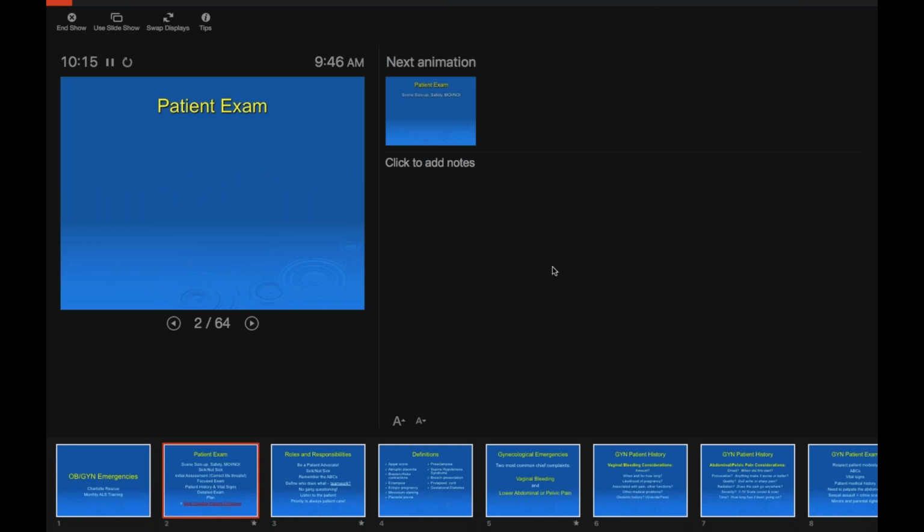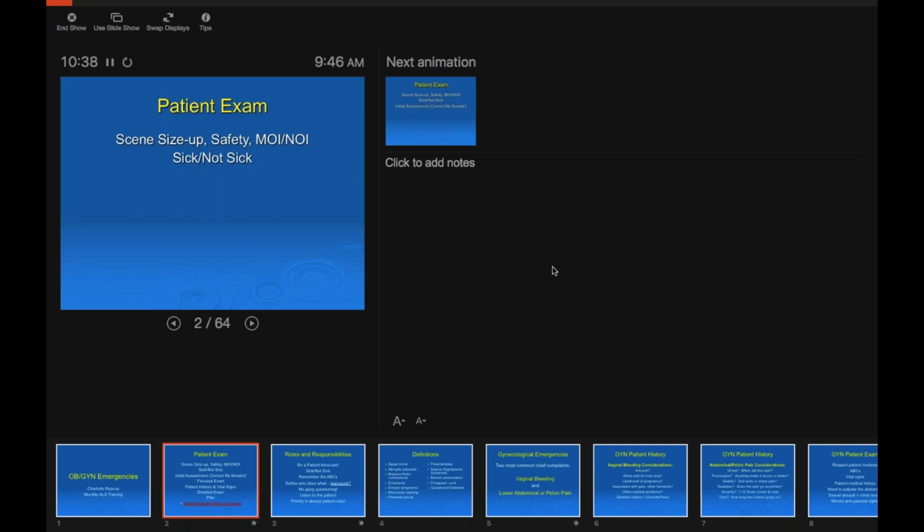So the first thing we're going to talk about is a patient exam. Obviously the first thing we're going to do is the scene size up, safety. We need to look at the mechanism of injury or nature of illness, right? That's going to be one of our first things that we look for as we walk through the door. The next thing is, is the patient sick or not sick? What do I mean by that? What do they look like? How are they doing? How are they presenting? General impression of the patient.